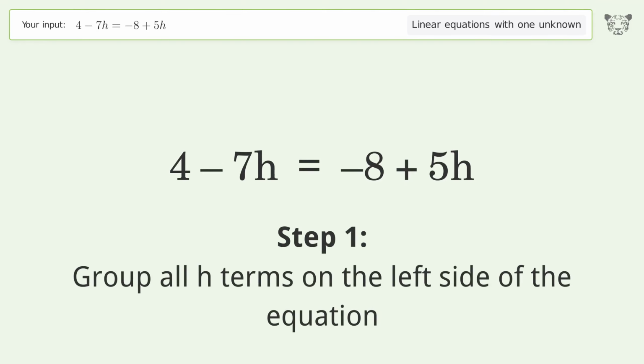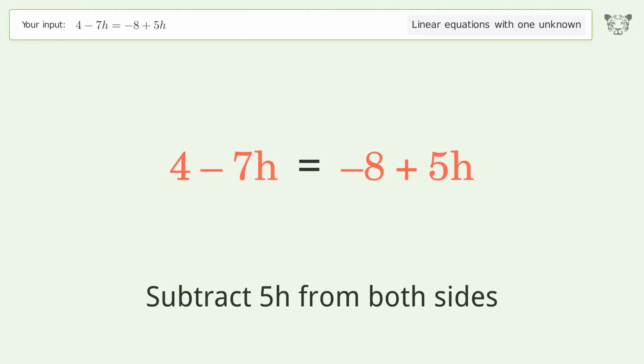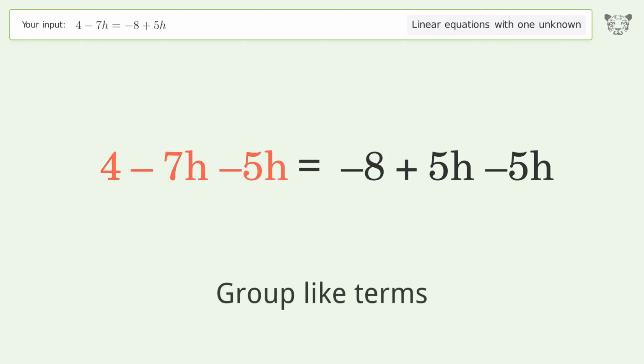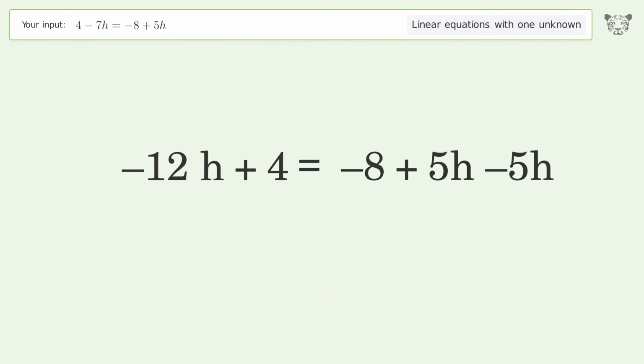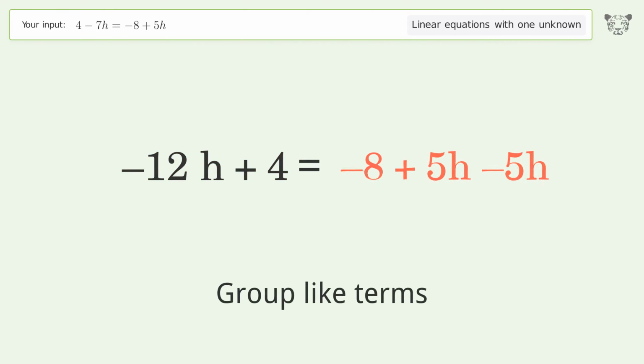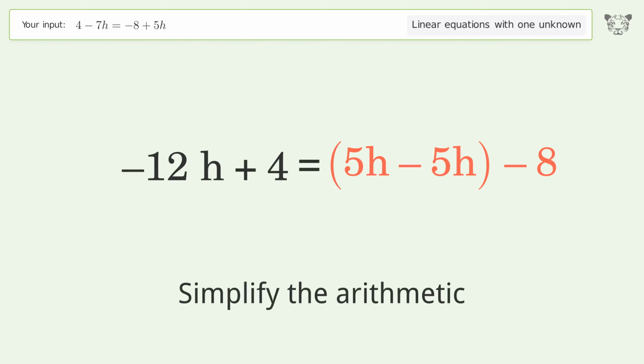Group all h terms on the left side of the equation. Subtract 5h from both sides. Group like terms. Simplify the arithmetic. Group like terms. Simplify the arithmetic.